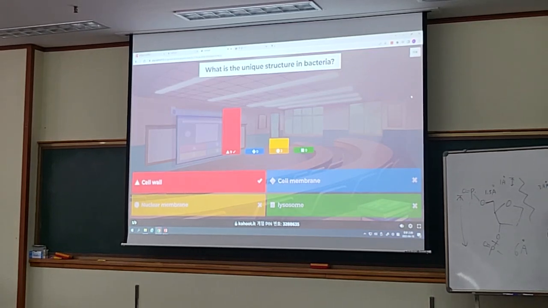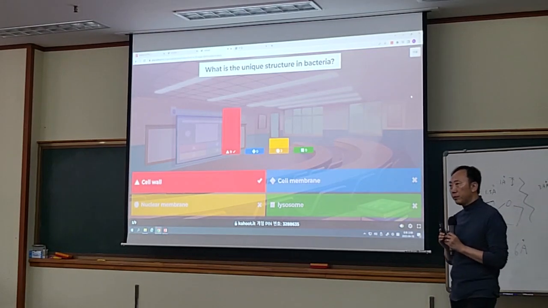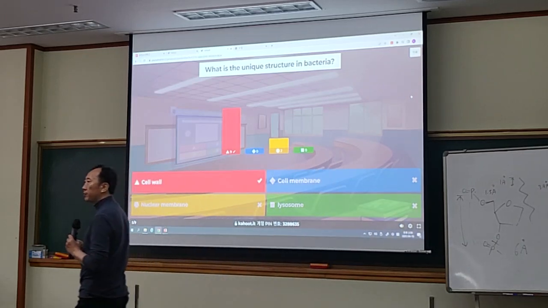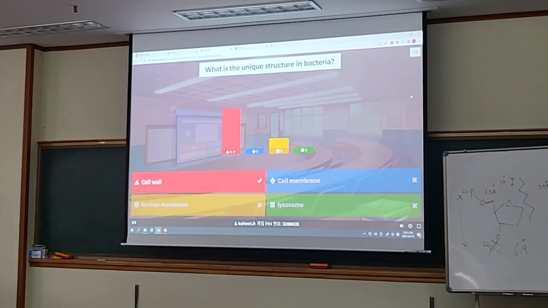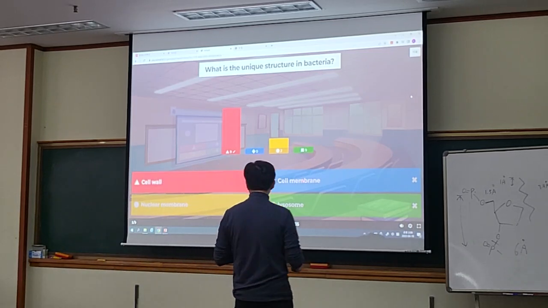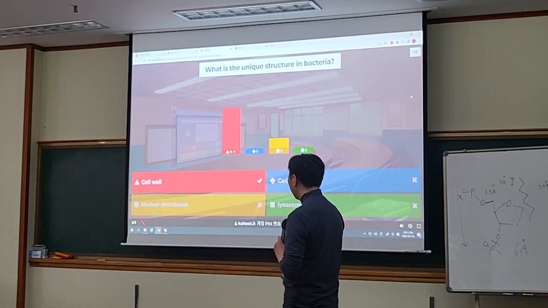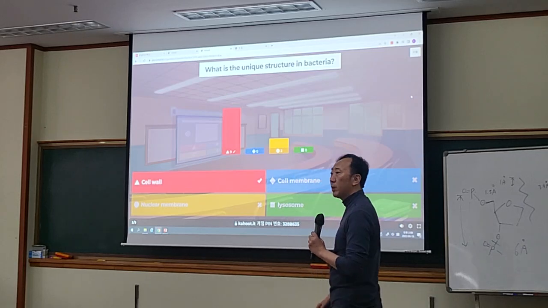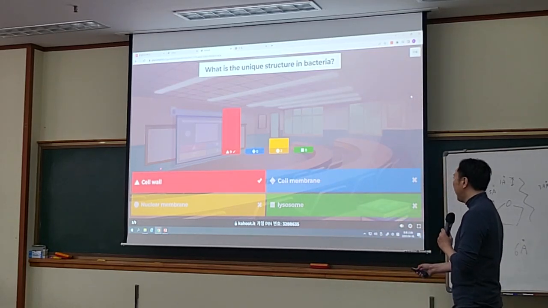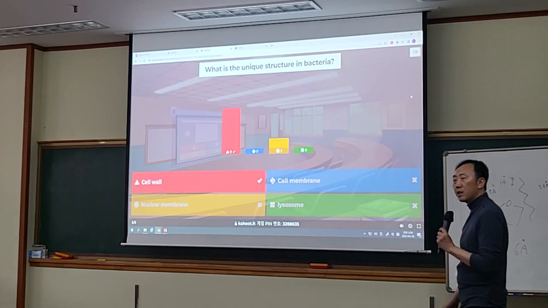Okay, bacteria uniquely has a cell wall. Today we started to study the antibiotics affecting some foreign invaders, and we needed to think about the difference between the whole body and non-visible. Bacteria also has a cell membrane. Bacteria does not have a nuclear membrane, also doesn't have a nucleus, and they have a lysosome, but we don't have the cell wall. Bacteria cell has a cell wall.